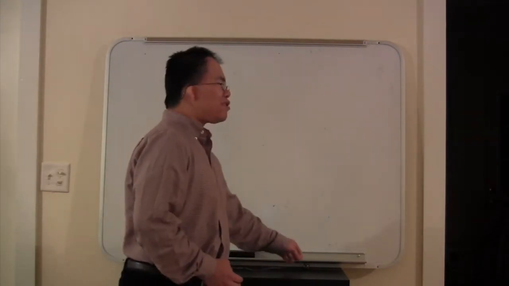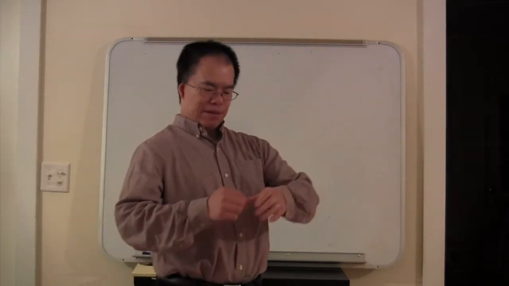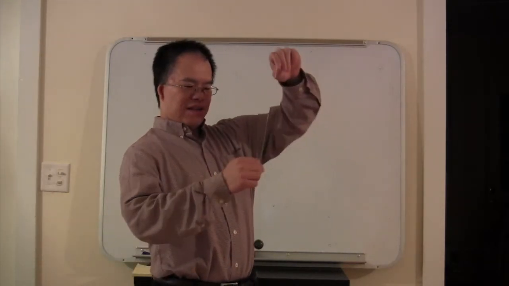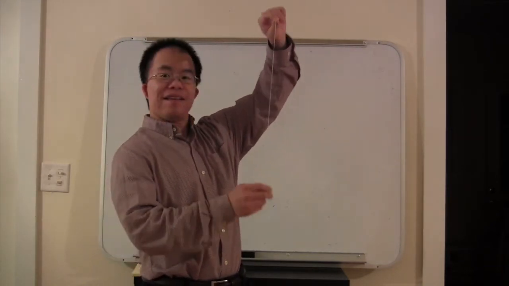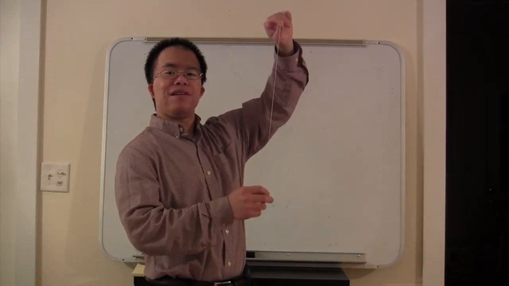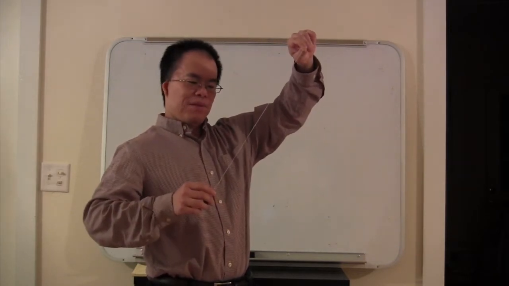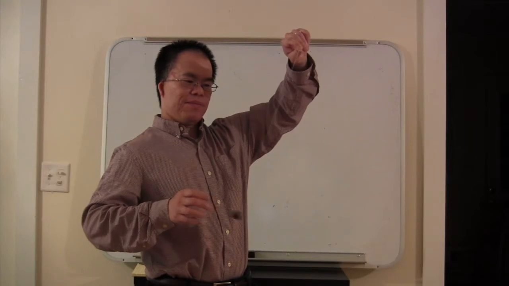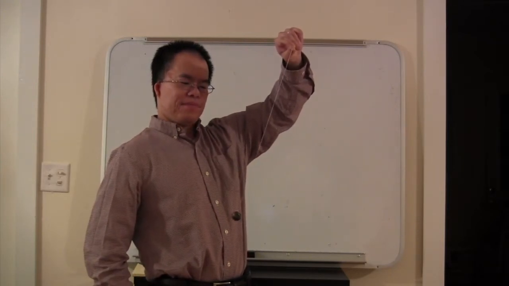Now, the physical system we're going to be investigating is pretty simple. It's this. So this is a pendulum. I've tied a metal ball bearing here to a piece of string. And if I pull this out and let it go, you can see that it swings.